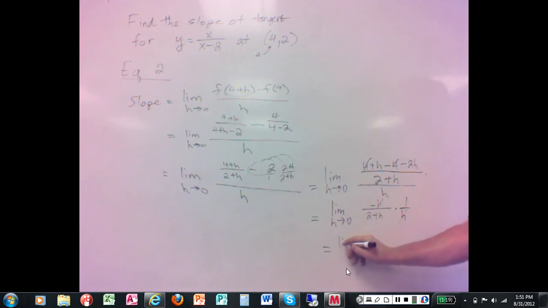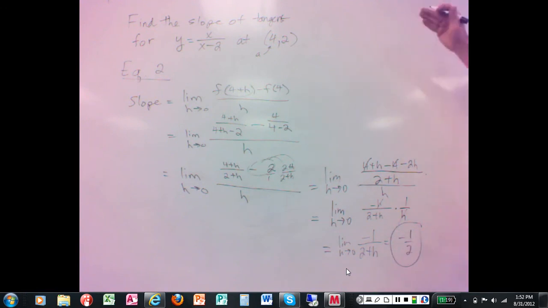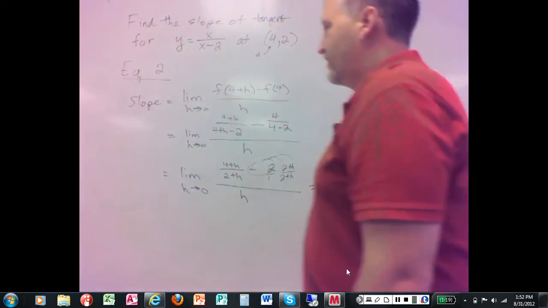So that gives me the limit as h approaches 0 of negative 1 over 2 plus h finally. But h is going to 0, so what does this go to? Negative a half. There you go, okay? The slope of the tangent line is negative 1/2. All right.